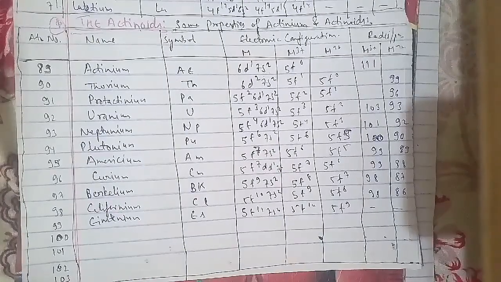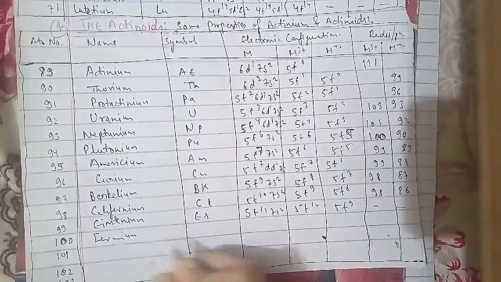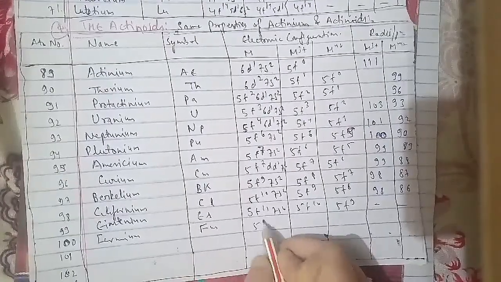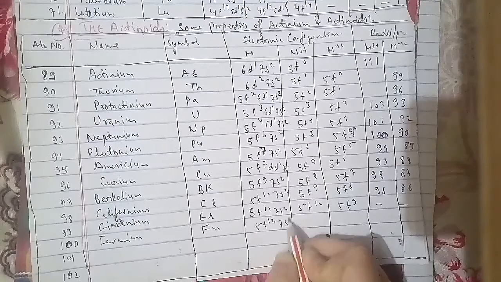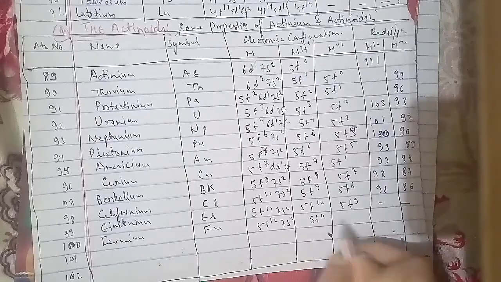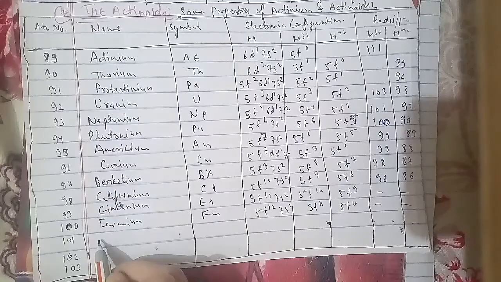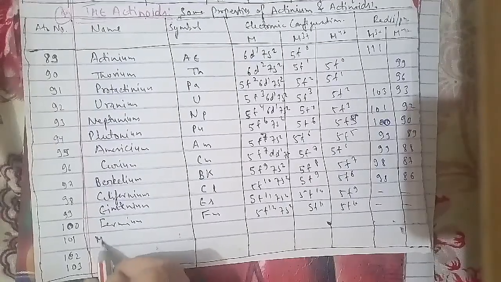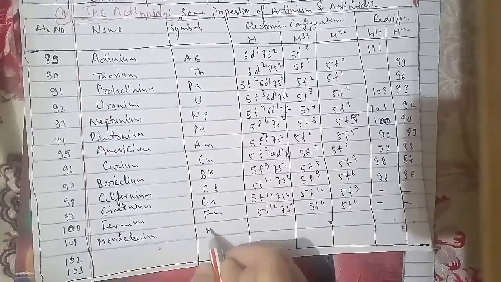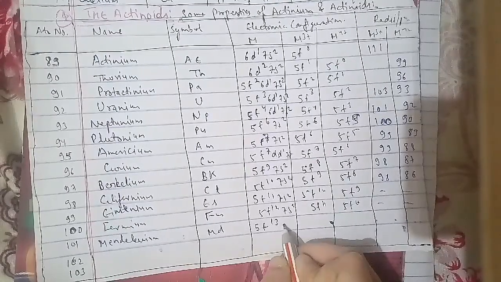We'll talk about it, and that is we have your 5f13 and 5f12. Another we have is lawrencium, L-A-W-R-E-N-C-I-U-M, which is Lr, 5f14-6d1-7s2. This is 5f14 and 5f12 here. That we have to talk about, and that is also an important one for the same.